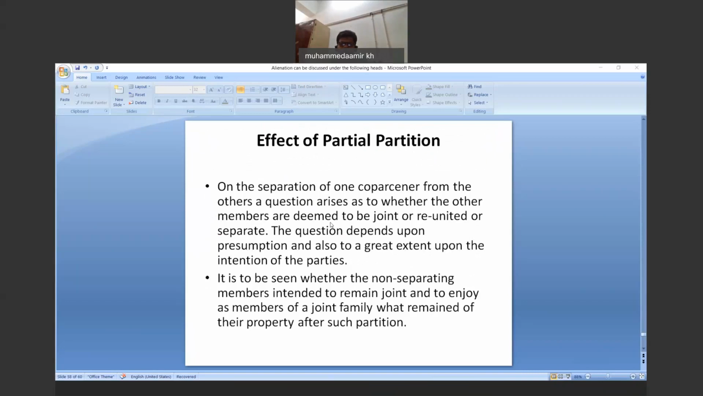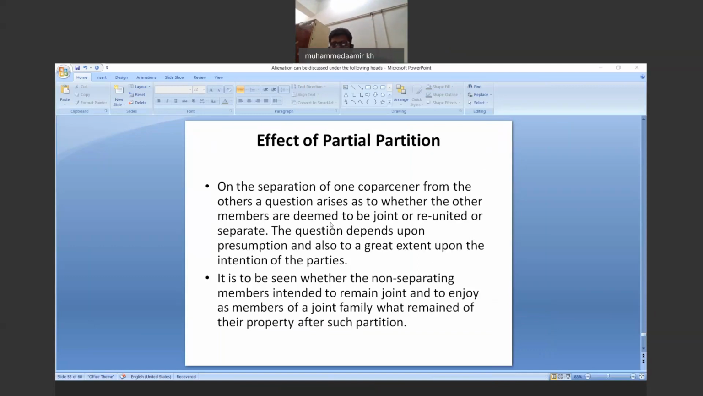Okay. Now coming to the next topic, which is the effect of partial partition. What are the effects? Okay. So on the separation of one co-partner from the other, a question arises as to whether the other members are deemed to be joined or reunited or separate. The question depends upon the presumption and also, to a great extent, upon the intention of the parties.